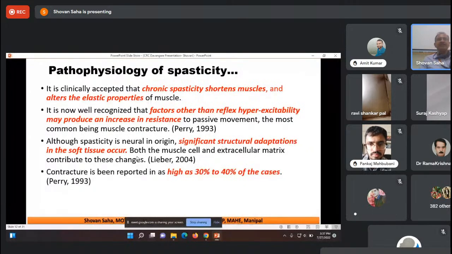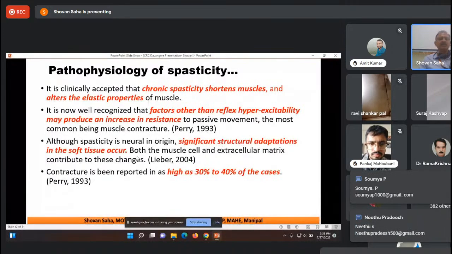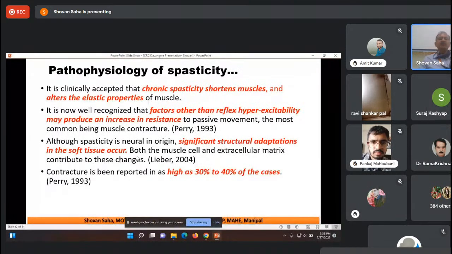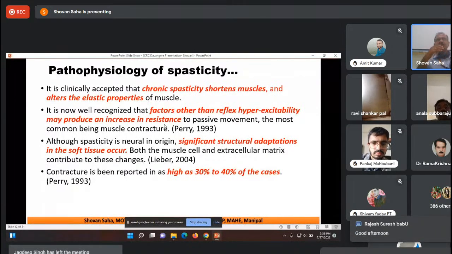There are certain mechanical alterations happening in the tissues, along with the neurological aspect. So splinting predominantly plays a part in trying to undo the mechanical changes that are happening in the tissues. Factors other than reflex hyperexcitability may produce an increase in the resistance. Okay, so what they are saying is, it is not completely true that spasticity is increasing.